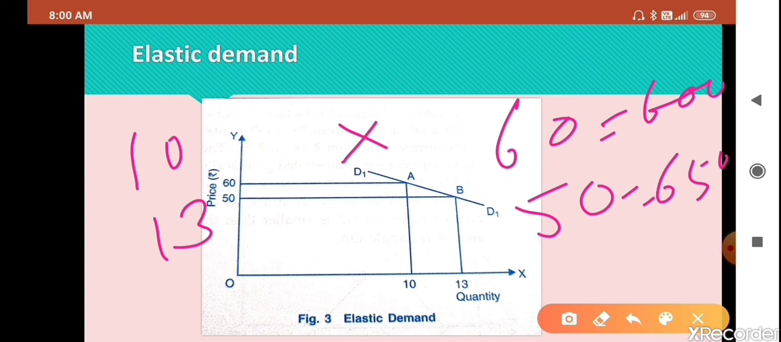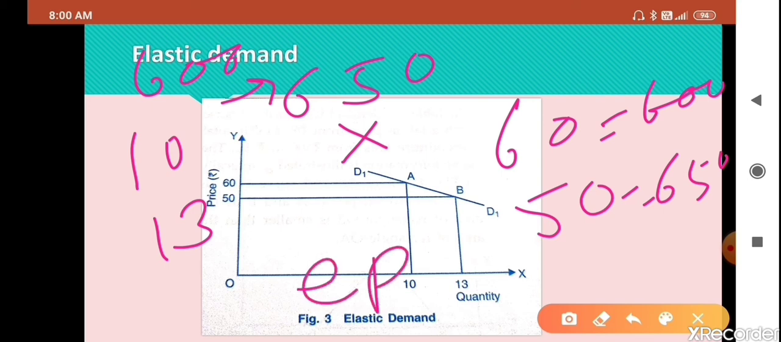So we are watching here that total expenditure increases from 600 to 650. So it means EP will be more than 1. It means EP will be elastic. So what does it mean? It means that if there is a rise in the expenditure due to the fall in the price of the commodity, then EP is more than 1.